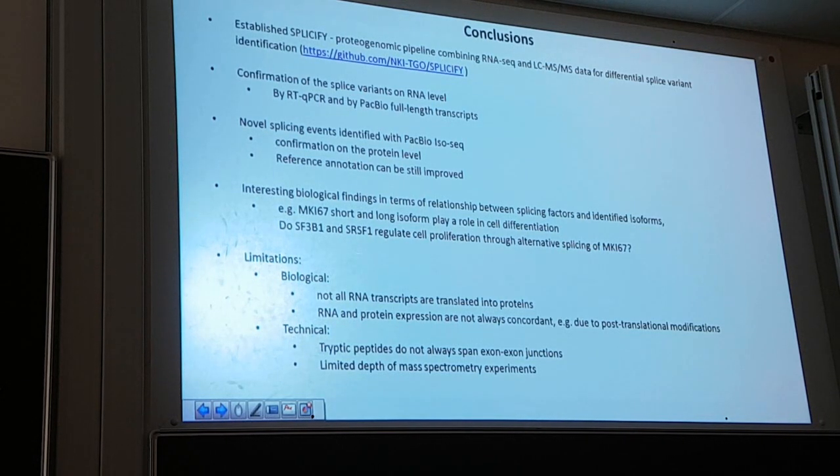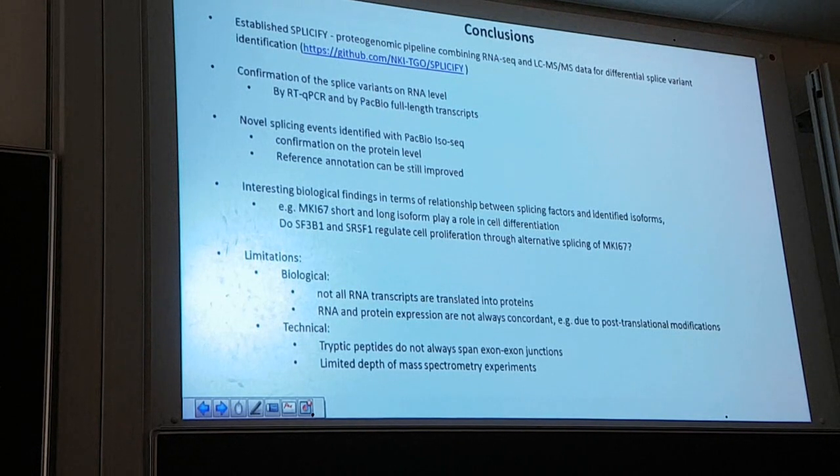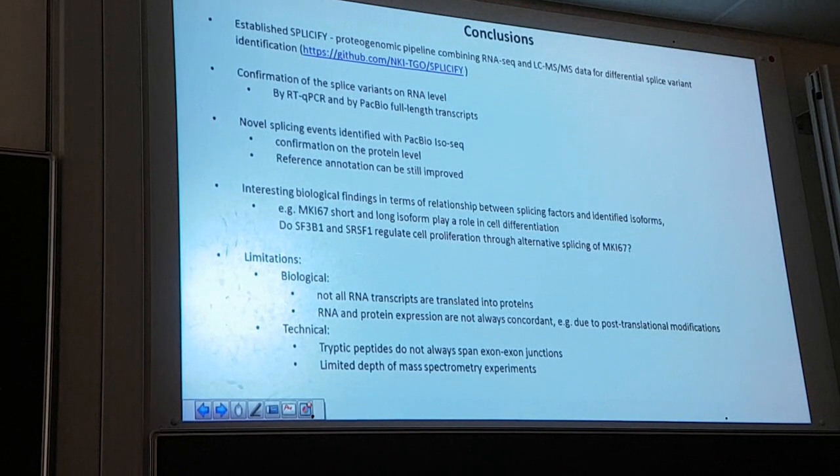So tryptic digestion is very specific, so it cuts at two specific amino acids, arginine and lysine, and they're not always in the vicinity of the exon-exon junctions. So sometimes you just cannot identify the peptide in this region with your methodology. And also limited depth of mass spectrometry experiments. We really operate on the peptide level, while the coverage of the peptide information is not as high as the read coverage for RNA sequencing.